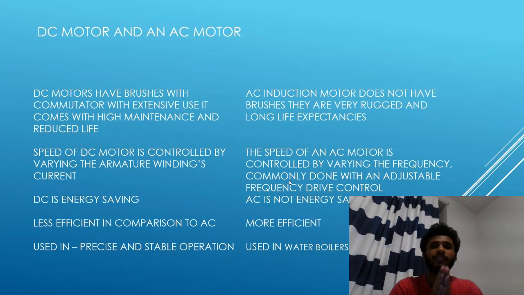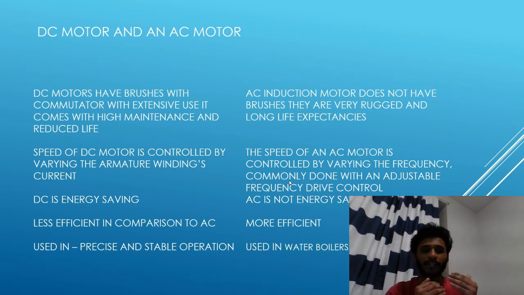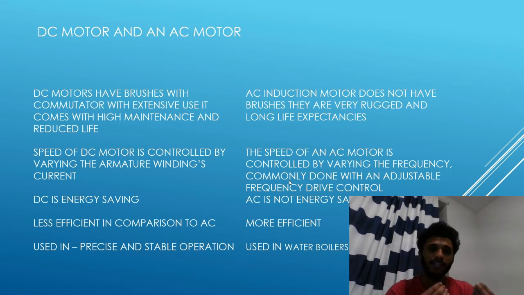Further, coming to the differences between DC motors and AC motors. A DC motor consists of brushes and a commutator, and with extensive use the brushes wear, so there is high maintenance. With time we need to change the brushes, and sometimes it won't be possible, as the same size of brushes may not be available. So life is reduced and maintenance is very high. On the other hand, the AC induction motor does not have brushes. They are very rigid and have a long life.